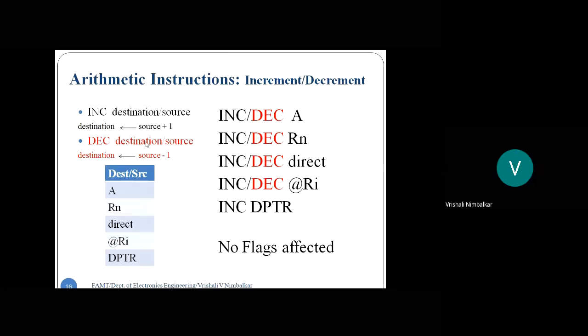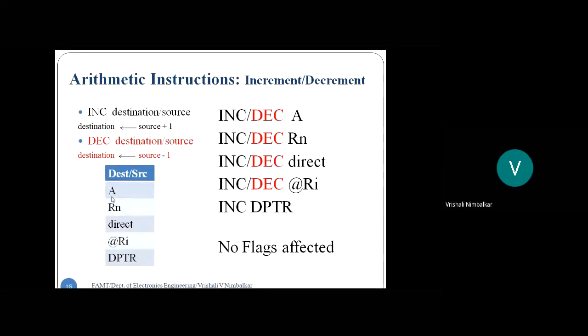Decrement, whatever you have mentioned here, acts as a source as well as destination. So the source data minus 1 decrements by 1 and is placed back. A single increment instruction is addition of +1. Now, this destination and source, what are the varieties available?